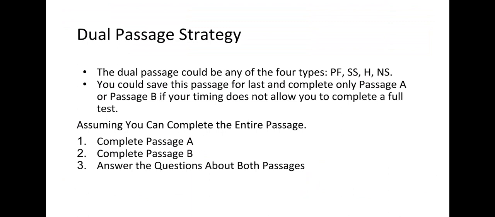But assuming you are going to complete the entire passage, you're going to complete passage A and then passage B, and then you're going to have questions about both passages. So treat it like it's 2 separate passages and then one about the passages as a whole. So this is the text you should have in front of you. If you haven't already read it, maybe stop and do so, at least passage A, and then read passage B.